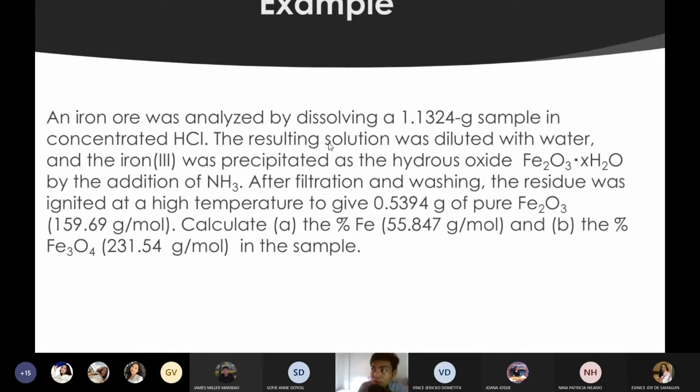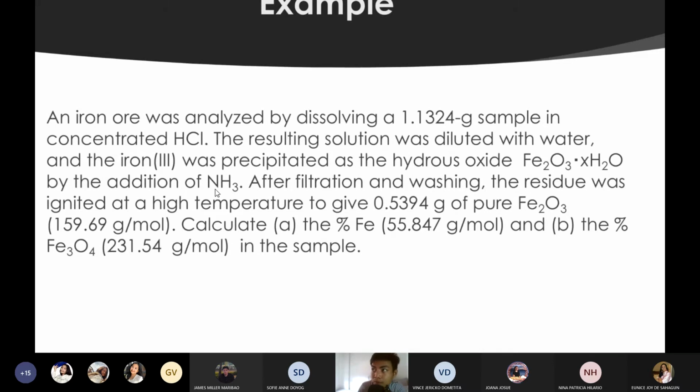So after nun, ang gagawin mo is that you will dilute your solution with water and iron 3 was precipitated with hydrous oxide, no? Okay? As the hydrous oxide. So, bali, ang gagawin mo dito is that yung iron mo, i-react mo yan with a base, no? With sodium hydroxide, let's say, so that it will precipitate as iron oxide, no? So, mamumuo yung iron oxide na yan.